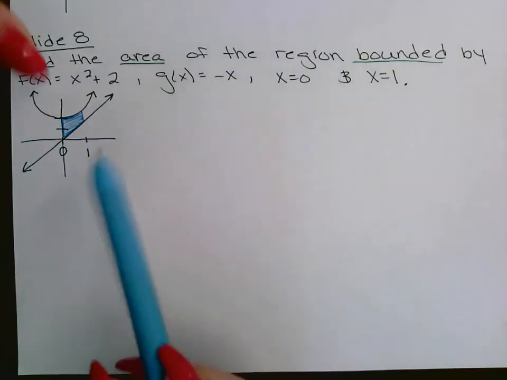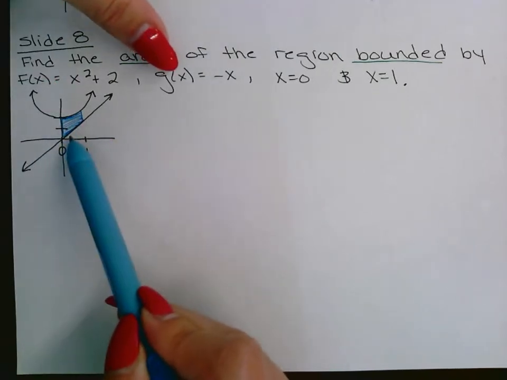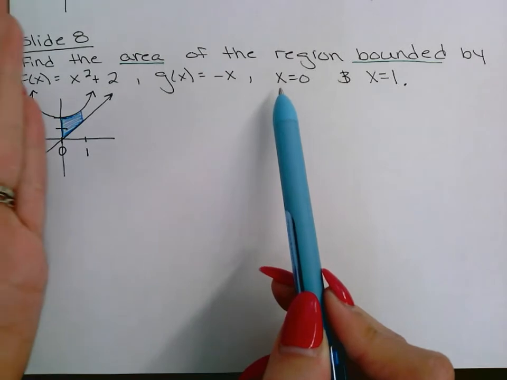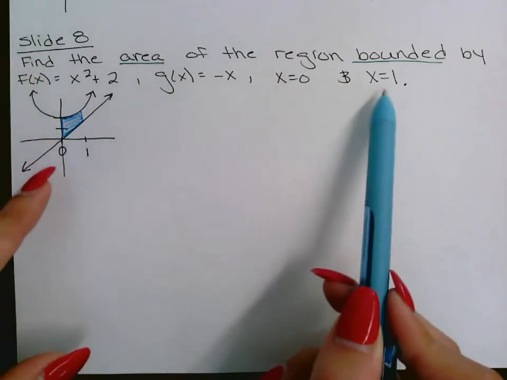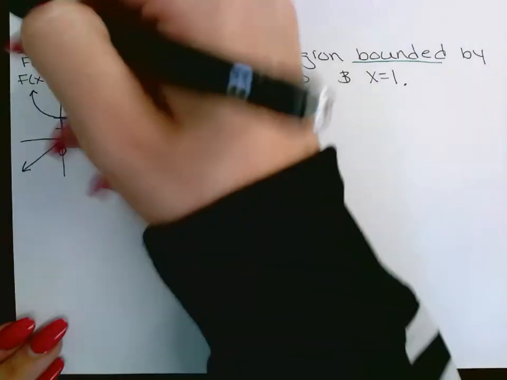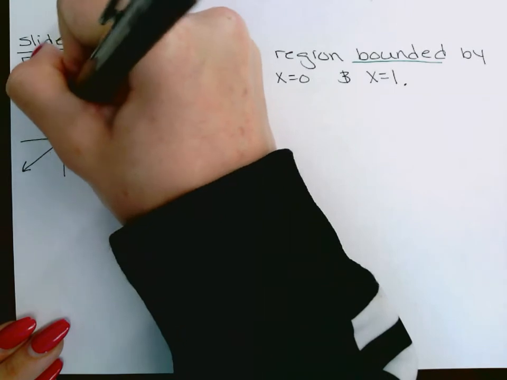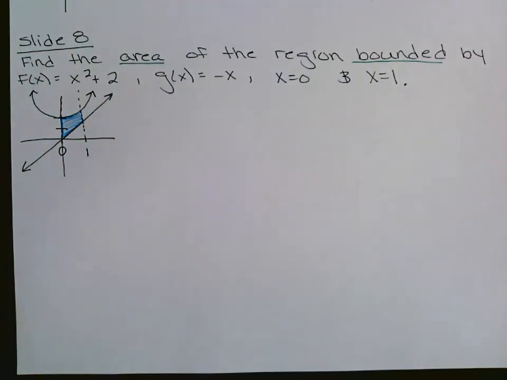So the top function will close off the top. The bottom function, g of x, closed off the bottom. And then they said x equals 0, which is a vertical line at 0. And then x equals 1 is a vertical line at 1. So, I mean, it closes it there and then here. You see the shape how it closes off?